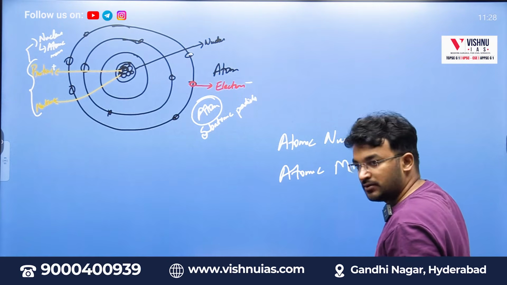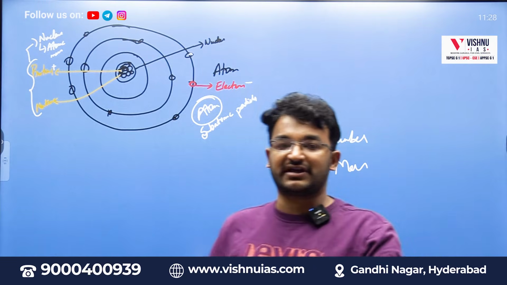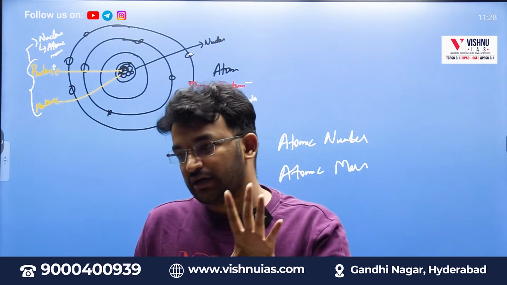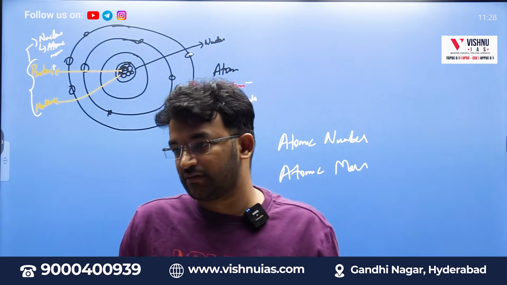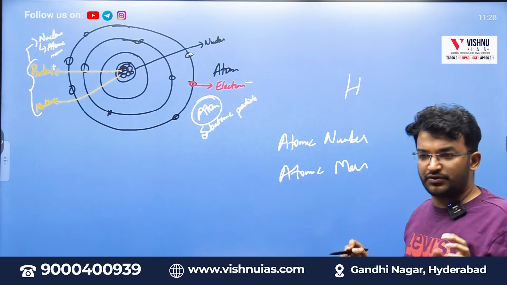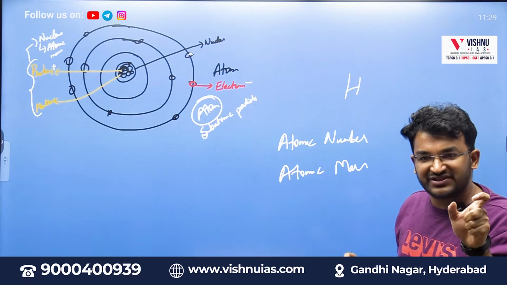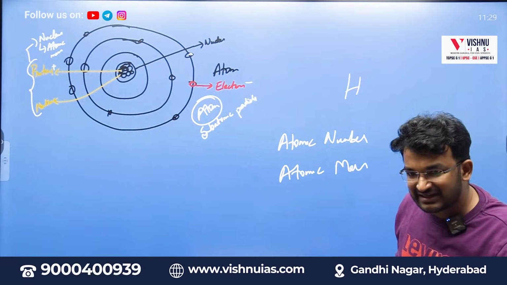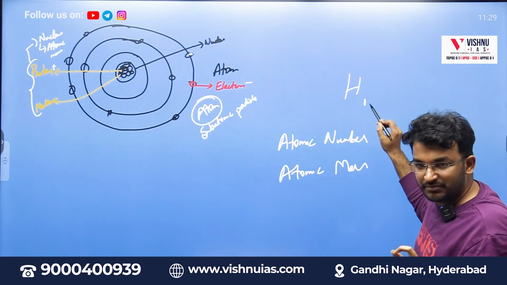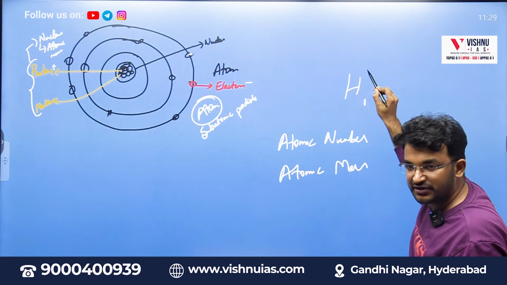Okay, atomic number, atomic mass. Now generally tell me the atomic number and atomic mass of hydrogen. See, generally you might be knowing, if we have to give the nomenclature for an atom, we will be writing atomic number downside and atomic mass upside. Now what is the atomic mass of hydrogen?